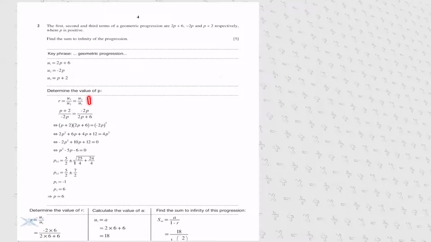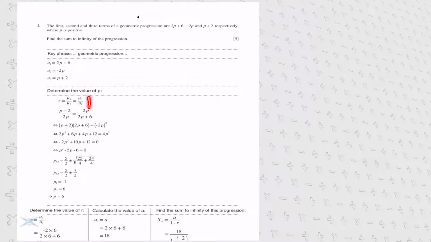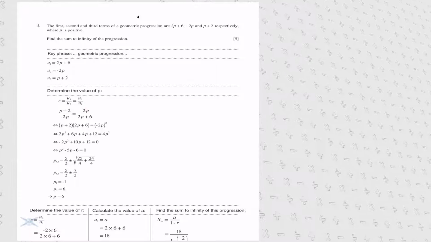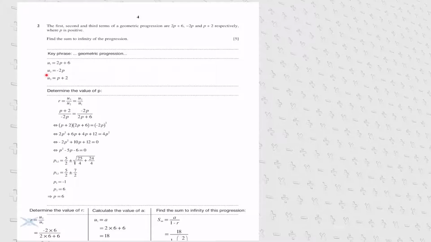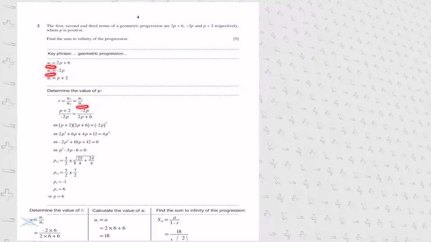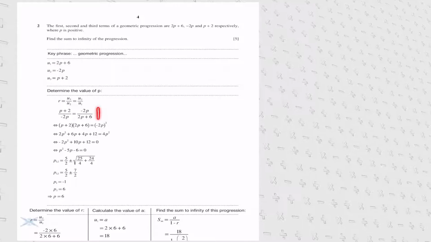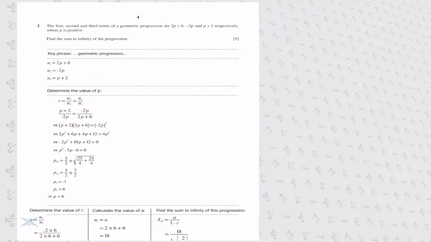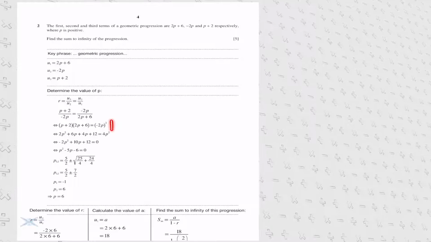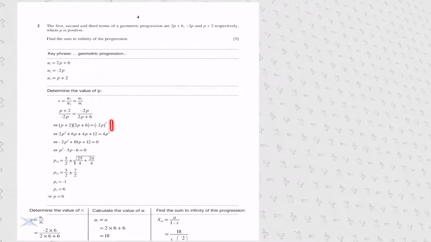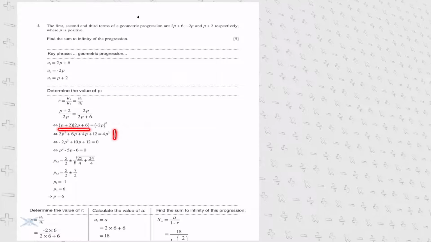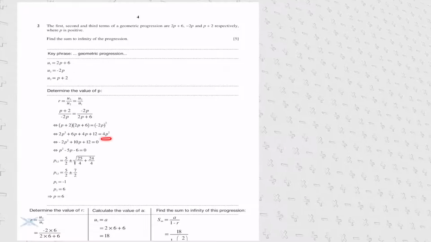In order to calculate the ratio between two terms, we simply divide any successor by its predecessor. So in this case, term 3 by term 2 and term 2 by term 1 respectively. This will help us in setting up the following equation, and cross multiplication provides us with the equation (p + 2)(2p + 6) equals negative 2p squared. In the following step, we simply expand this factor as well as the expression on the right hand side of the equation.